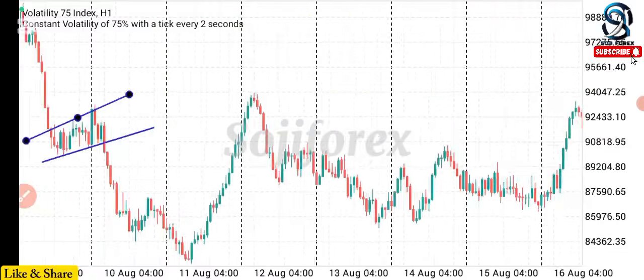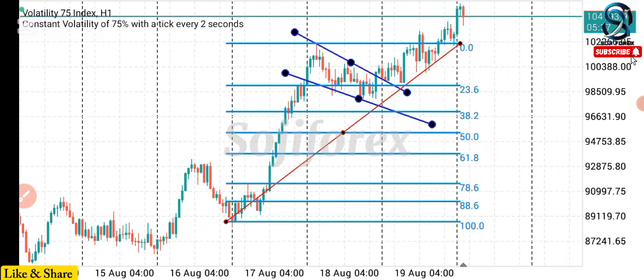So what do you need to do? Go back to your chart, backtest this pattern, train your eye to identify it, and you'll see exactly how it works.